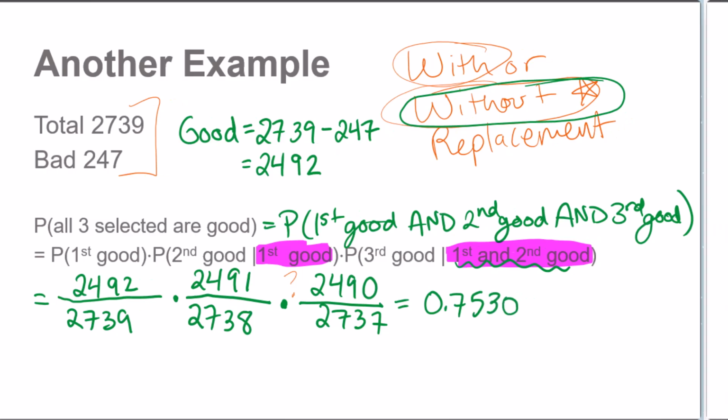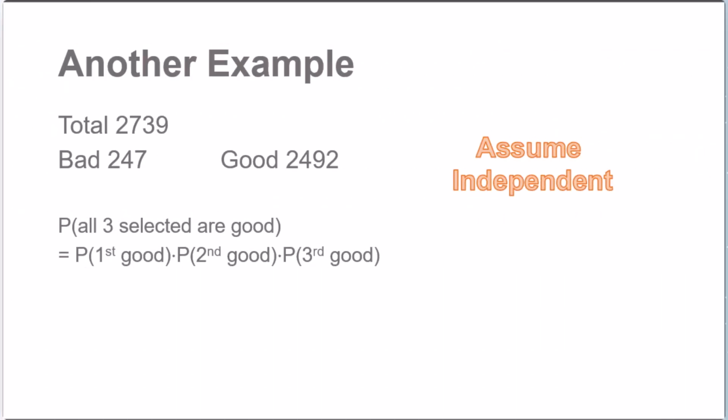0.7530. Now I want to consider the same setup, but assume that these are independent events. So maybe we're assuming that these are selected with replacement. The calculation is going to be similar here, but when I look at each probability, the probability that the first is good and the second and the third, these probabilities are all exactly the same. These are all going to be the total number of good, 2492, out of 2739.